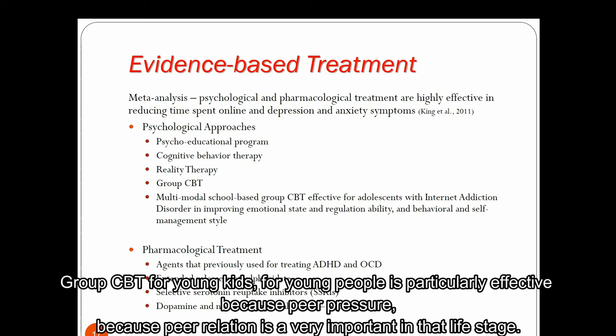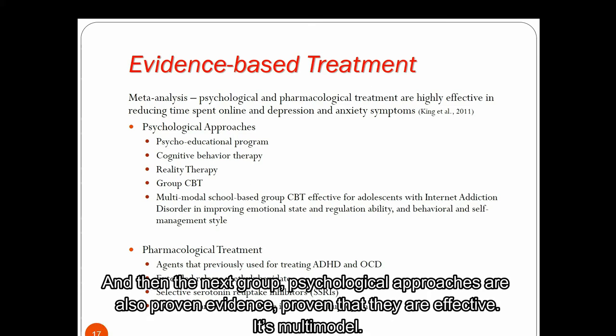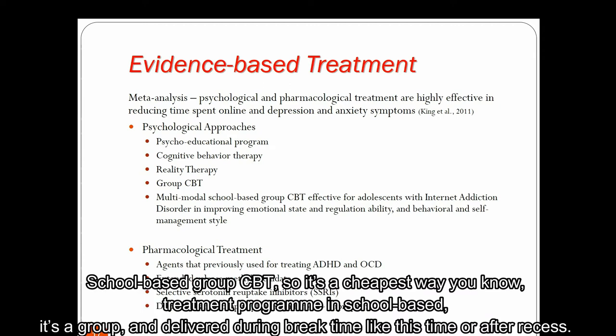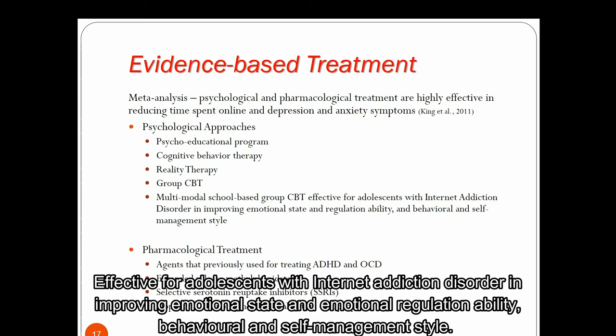Group CBT for young people is particularly effective, because peer relation is very important in that life stage. And then the next group of psychological approaches also proven effective is multi-modal, school-based group CBT. So it's the cheapest way to develop a treatment program, school-based, and it's a group, delivered during break time like this time, or after recess. Effective for adolescents with internet addiction disorder in improving emotional state and emotional regulation ability, behavioral self-management style.